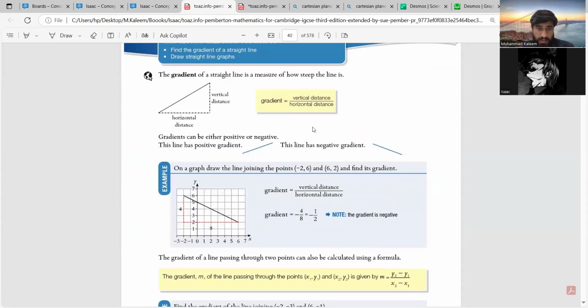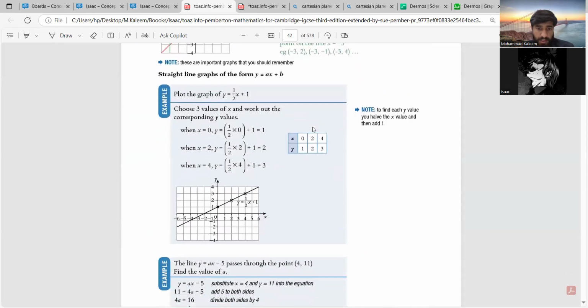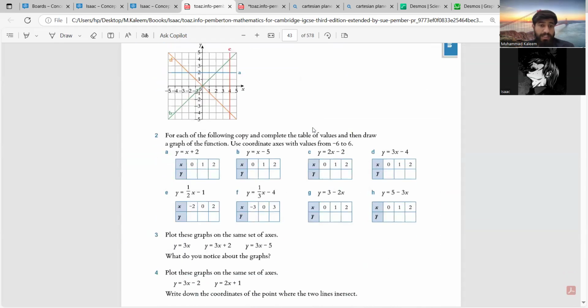Yeah, here we have it. This exercise is about sketching the graph of linear equations, like you have to sketch y equals x plus 2. How will you sketch it? For each of the following, copy and complete the table of values and then draw a graph of the function.